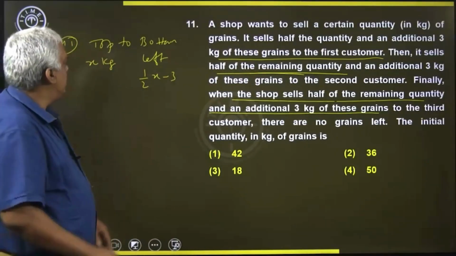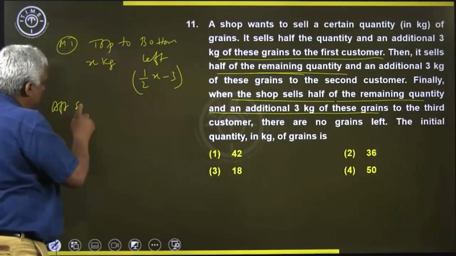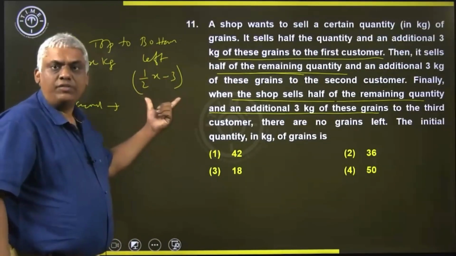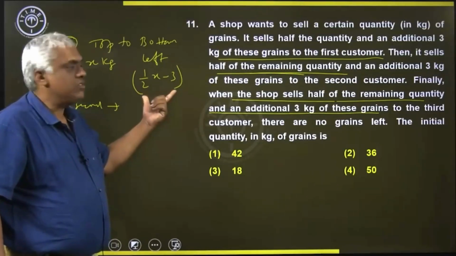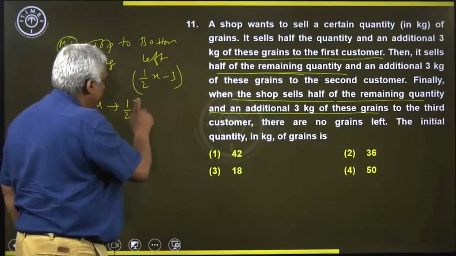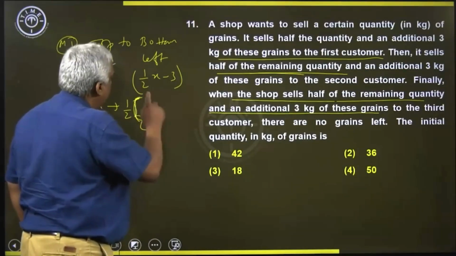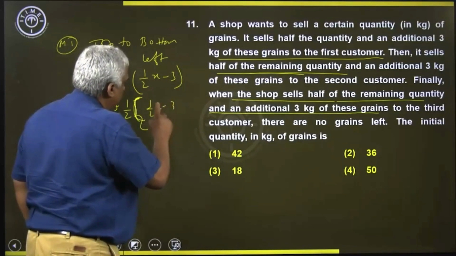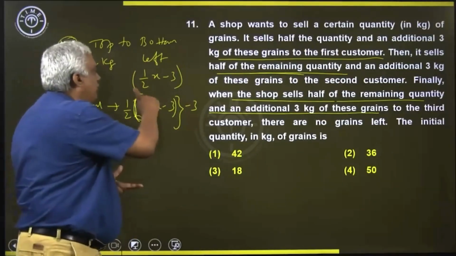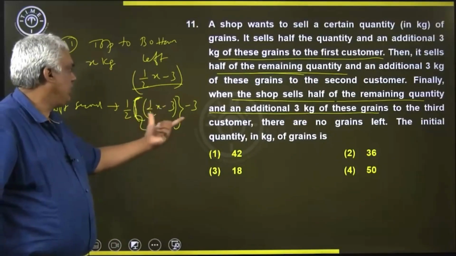Again, the second customer. After the second customer, how much is left? If she sells half of this, half will be left, but she's selling half of this and 3 kg extra, so she'll be left with half of this thing, half x minus 3, minus 3, because if she sells half of this, half will be left. She's selling 3 kg extra, so half of this minus 3 kg left.